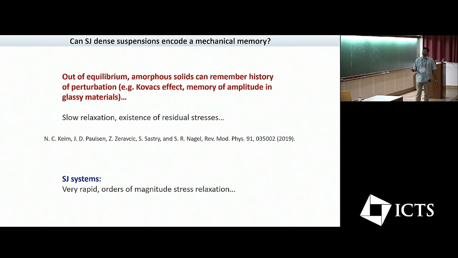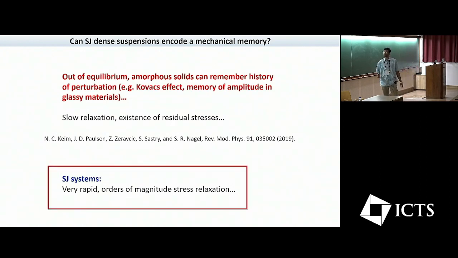However, as I showed you, the system showing shear induced jamming is a very different type of system because the stress relaxation is very rapid. If you remember the movie, when I was shearing, it was turning into a solid, but as soon as it stopped, it went to a liquid. So it is going from solid to liquid very, very quickly. Fundamentally, these systems are very different from glassy material.